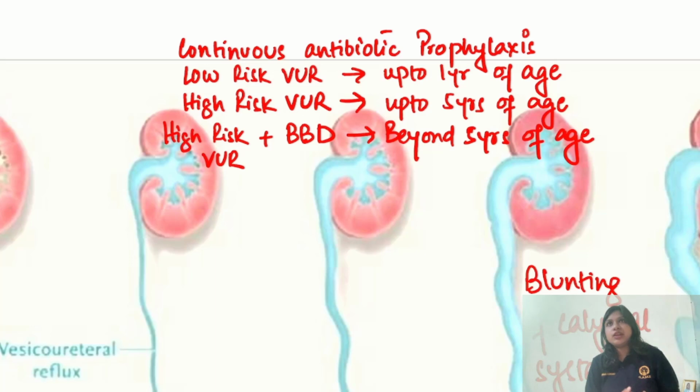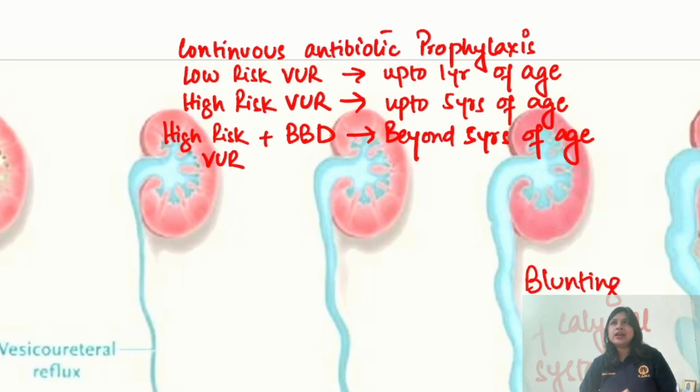So that is why whenever we are evaluating a child with recurrent UTI, we should always take the history of bowel and bladder dysfunction. This is very, very important. Because we need to put the child on stool softeners, laxatives, or some osmotic agents, and we need to monitor the bowel habits, because the chance of VUR increases, and we need to extend the prophylaxis beyond 5 years of age.